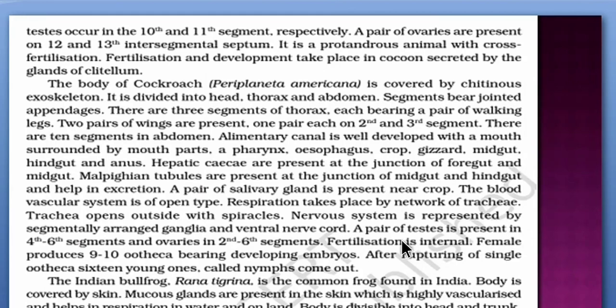A pair of testes is present in the 4th and 5th segments and ovaries in the 4th, 5th and 6th segments. Fertilization is internal. Female produces 10 to 40 ootheca bearing developing embryos. After rupturing of a single ootheca, 16 young ones, called nymphs, come out.